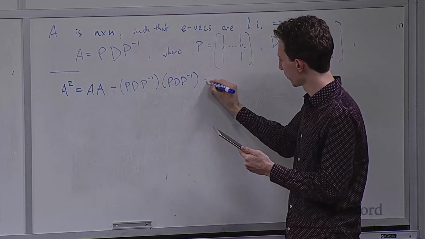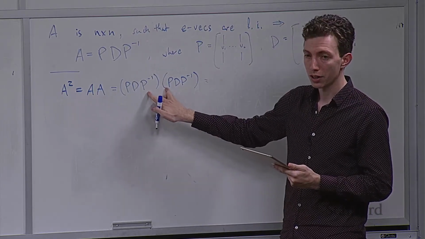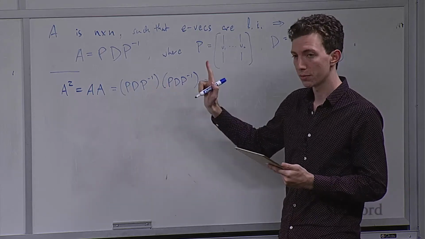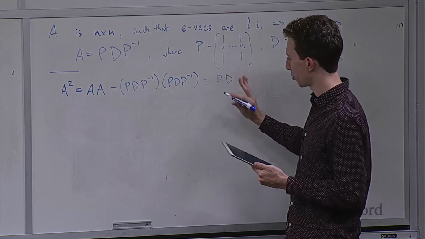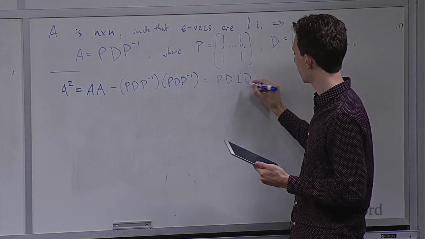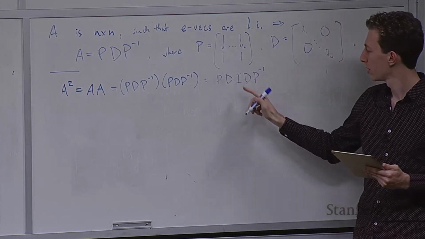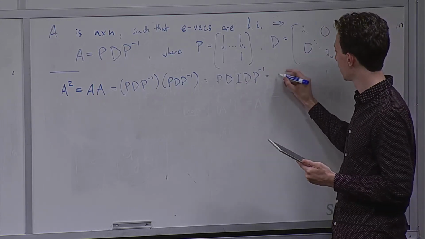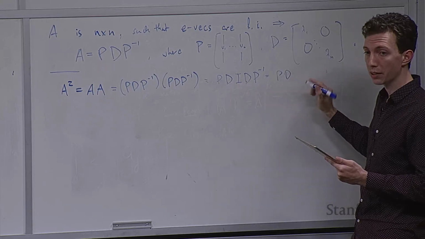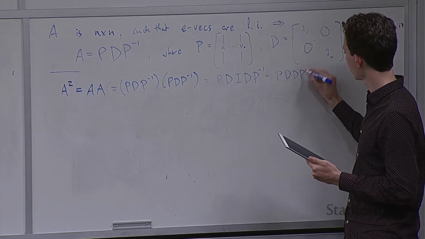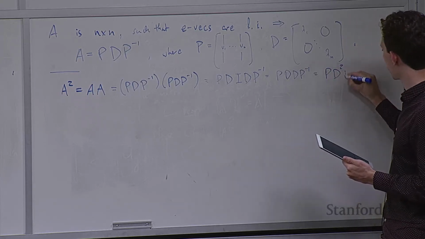OK. Notice that here we have a P and a P inverse. Since these are inverses of each other, these go away and they just become the identity. So in particular, I can just ignore them, but I'm going to write it here. Anything times the identity is itself. So I can just ignore that identity, for example, I multiplied D by I, and it gave me D back. So this, at the end of the day, is P D squared P inverse.